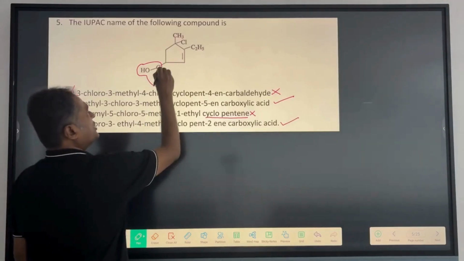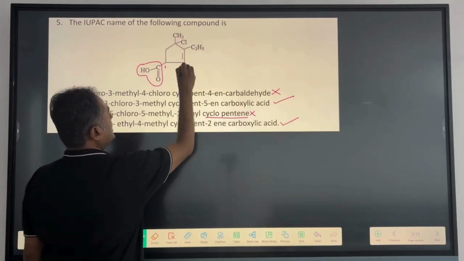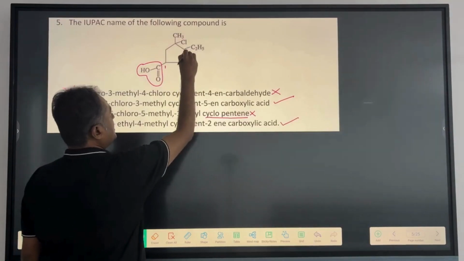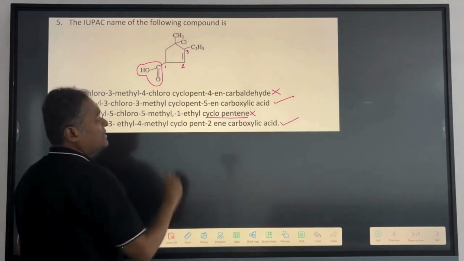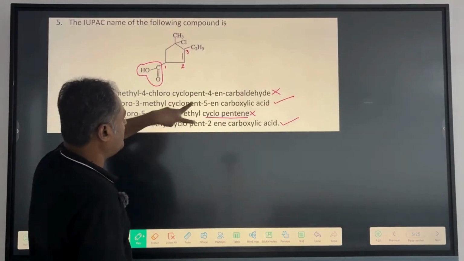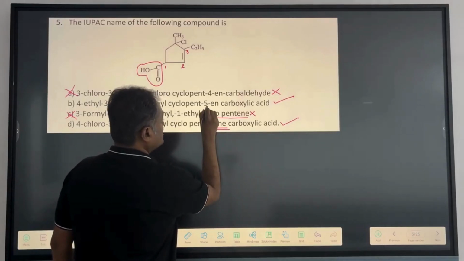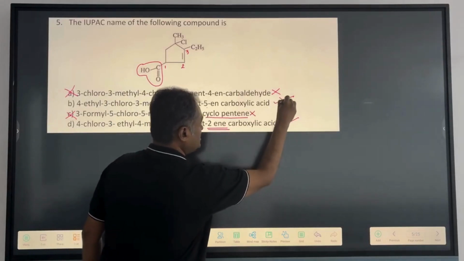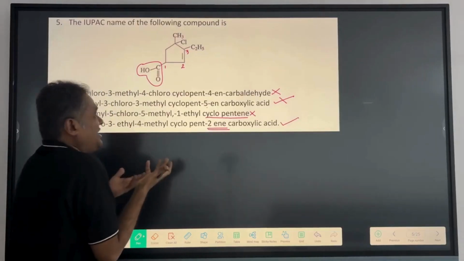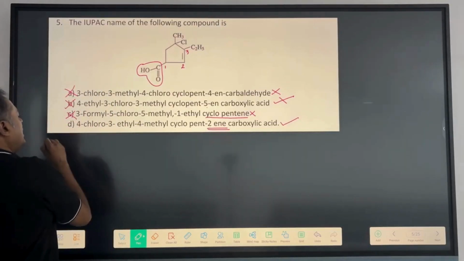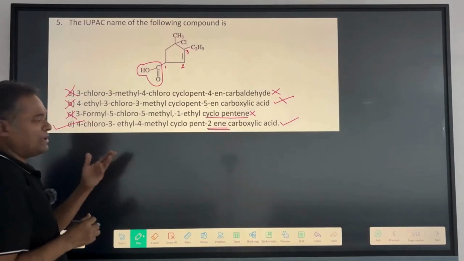While numbering, you know that this will get number 1, this will get number 2, this will get number 3. Now if you see, the double bond comes at second position. Out of these 2 examples, you can see your double bond comes at second position. Over here it's not. That means even this option B is incorrect. Only one option is left which is correct as per a proper name.